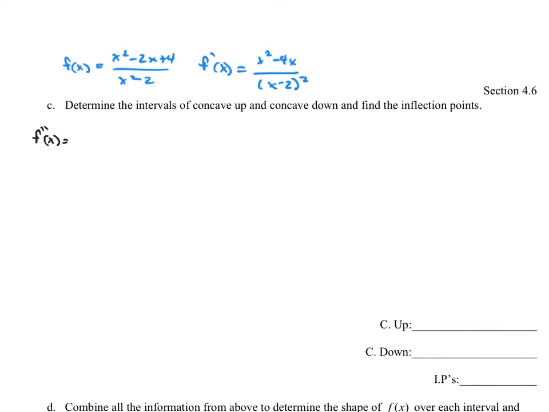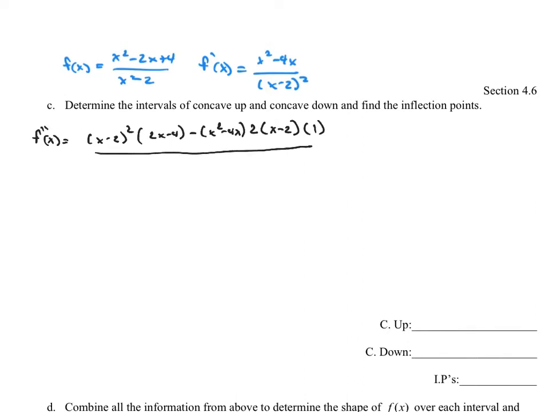The quotient rule is the low, which would be (x minus 2) quantity squared, times the derivative of the high, while the derivative of x squared minus 4x would be 2x minus 4, minus the high, which is x squared minus 4x, times the derivative of the low. Using the chain rule, that would be 2, drop the power, (x minus 2), keep the inside just the same, to the power minus 1, times the derivative of the inside, while the derivative of x minus 2 is simply 1. All of this is over the bottom, which is (x minus 2) quantity squared, squared.